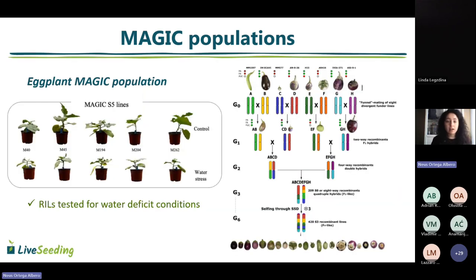Another example is an eggplant magic population, which was published 3 years ago, in 2022. The RILs resulting from this population, the 6th selfing generation of all the lines of the magic population fixed, have been used, tested, and evaluated for a lot of traits. For example, a collection of these RILs has been tested for water deficit conditions with promising results, which means that some of these varieties can be starting materials for a breeding program or even for commercializing new eggplant varieties tolerant to low water input conditions.